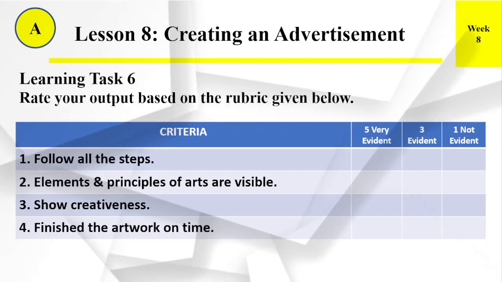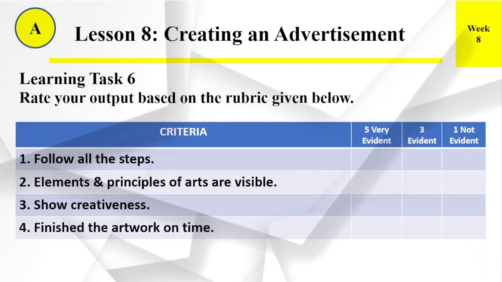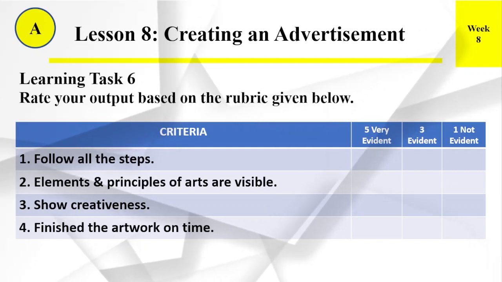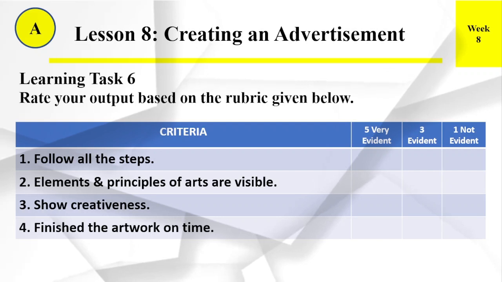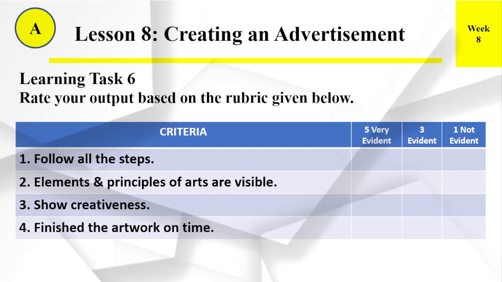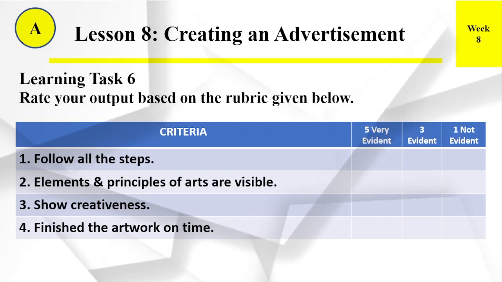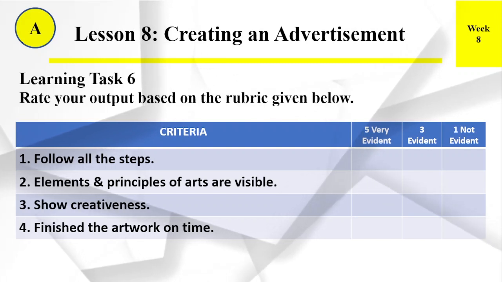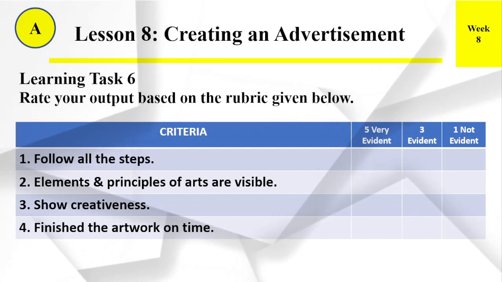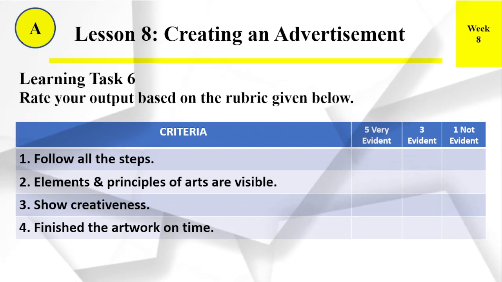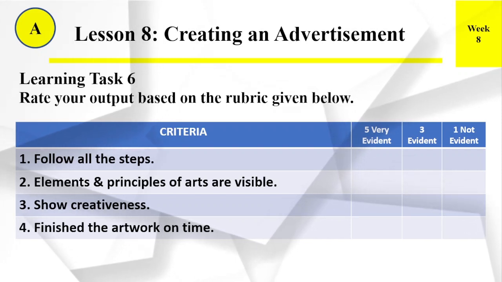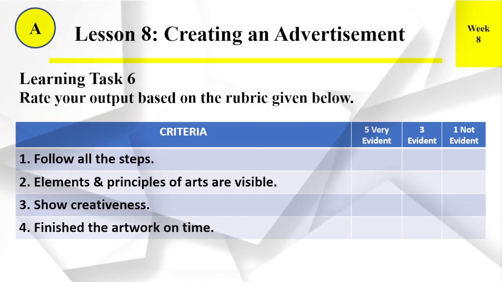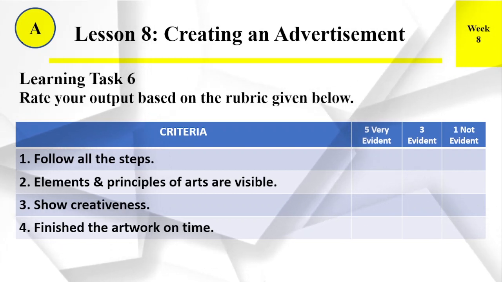Learning task number 6. Rate your output based on the rubric given below. Here are the criteria. Number 1. Follow all the steps. Number 2. Elements and principles of arts are visible. Number 3. Show creativeness. And number 4. Finish the artwork on time.